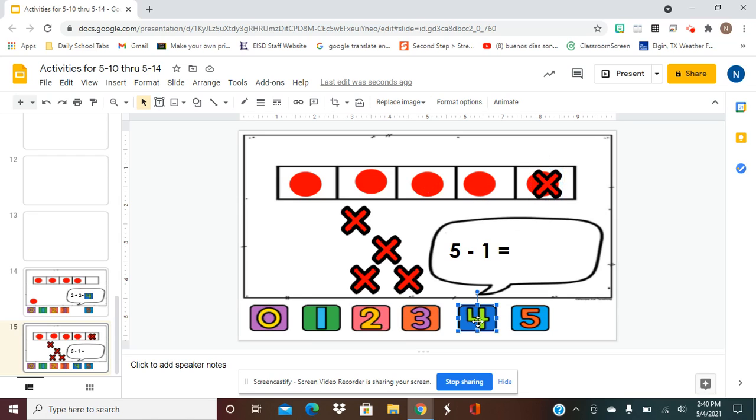I'm going to look for 4, and here it is. And I'm going to put it up here. And now that we have our answer, we're going to read the subtraction sentence together. 5 minus 1 equals 4. Good job, guys. So now let's talk about your homework.